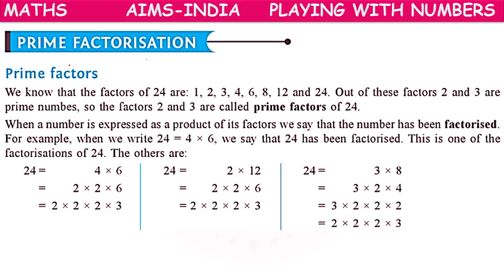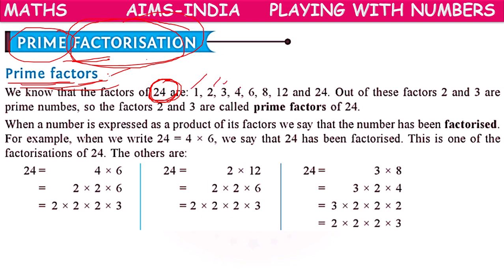Next, children. Prime factorization. Okay. Prime factors. So the factors of 24. The factors of 24 are 1, 2, 3, 4, 6, 8, 12, 24. These are all the factors of 24.